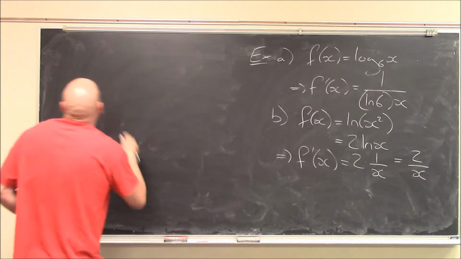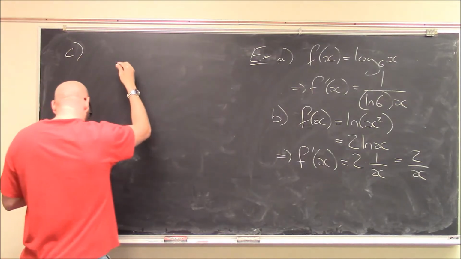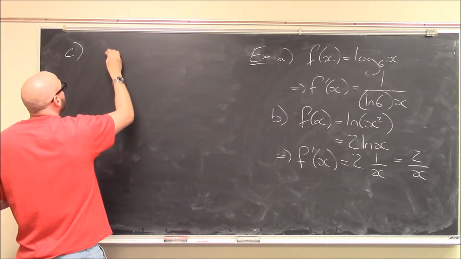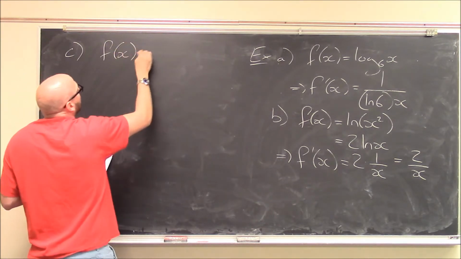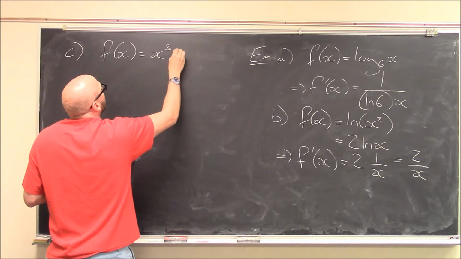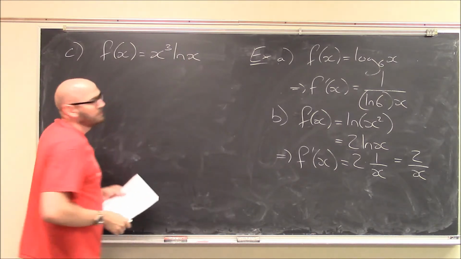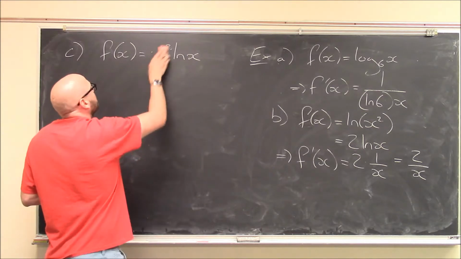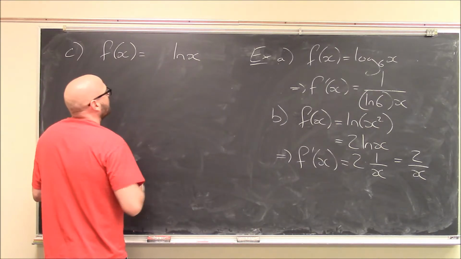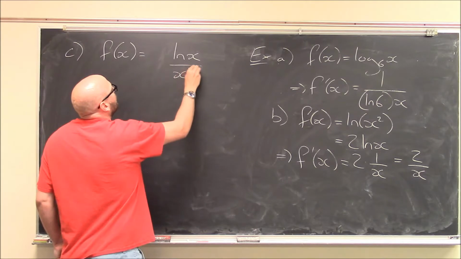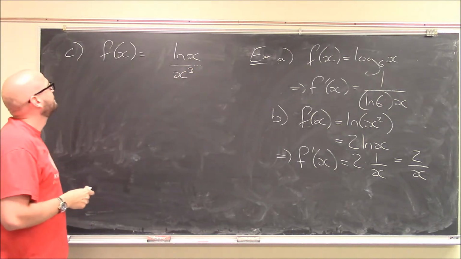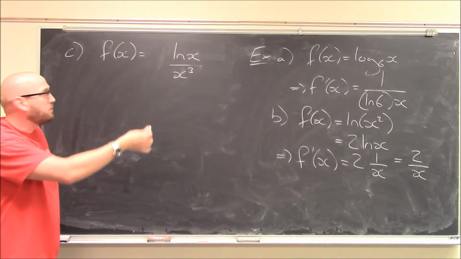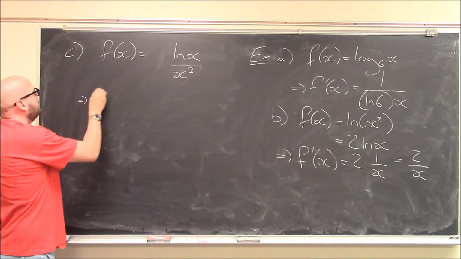We'll do one more, c. Let's go f of x is x cubed times ln of x. Actually, we do product rule too often. Let's go with a quotient. Let's go ln of x over x cubed. Okay, so I look at this, I have a quotient, so if I want to find the derivative, I use the quotient rule.